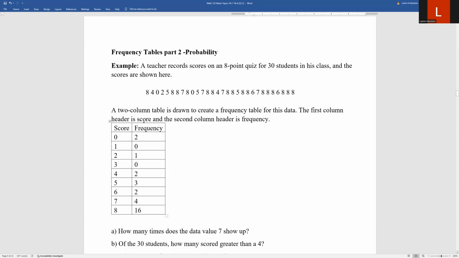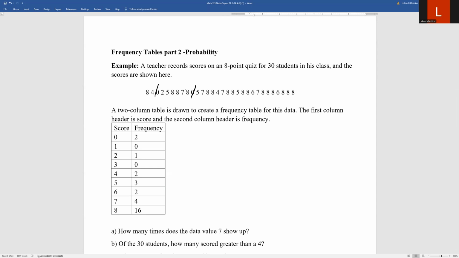I've already taken the time to put the scores from 0 to 8 down here, and I went through and tallied those for you and made a frequency chart. Now, if you didn't have this here, you would put your 0, 1, 2, 3, 4, 5, 6, 7, 8, and then you would go through and you'd count. Okay, I have 2 zeros.